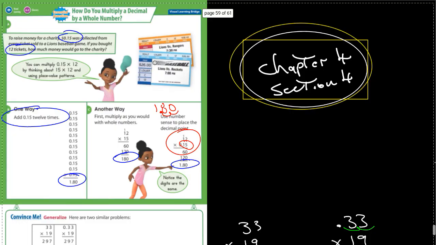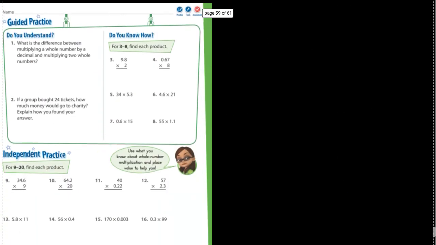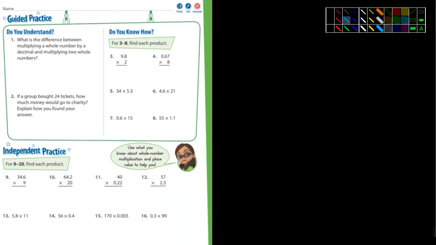Okay? So I think that was really the most important thing I wanted to point out for this lesson. So let's look at some of these here. What's the difference between multiplying a whole number by a decimal and multiplying 2 whole numbers? Well, you have to worry about the decimal, but you guys don't have to worry about that question. I'm crossing out number 1.